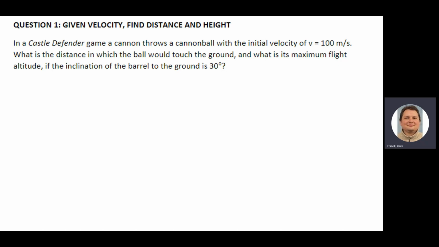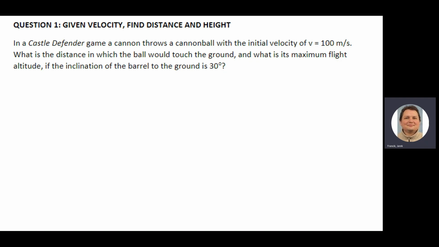In a castle defender game, a cannon throws a cannonball with the initial velocity of 100 meters per second, okay? Actually, it should say speed here because our velocity doesn't provide any information about the direction. Actually, it will in a moment, okay? So I have the right to call it velocity. What is the distance in which the ball would touch the ground?